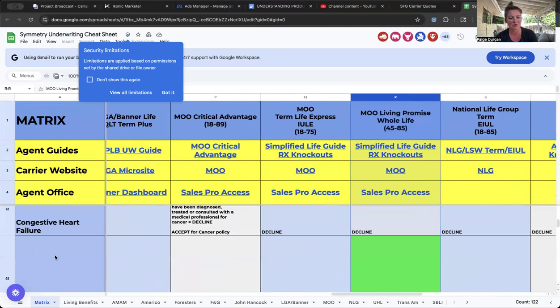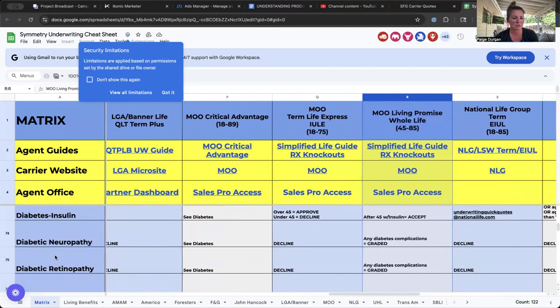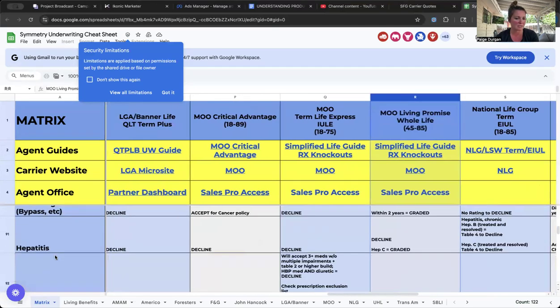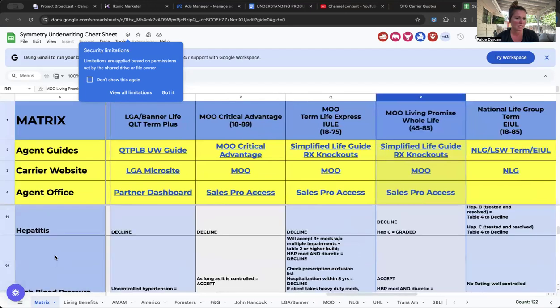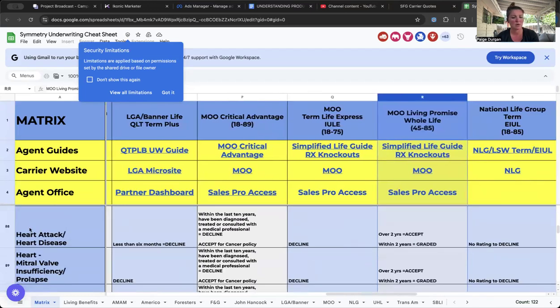example, we won't do this for every carrier, but quick example, you're going to scroll all the way down, heart attack. I missed it. Heart attack. Here we go. So had a heart attack. Let's see, Living Promise. So if it was over 2 years ago, they'll get approved for Living Promise. If it was within 2 years, graded. Ideally, we don't want graded, so we want to look for another carrier that's going to be okay with it. Okay, so Living Promise, good if it was over 2 years ago.